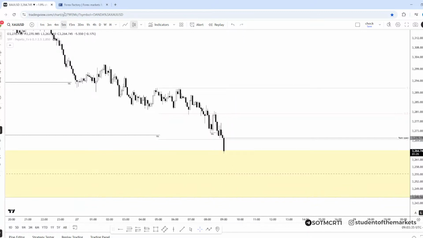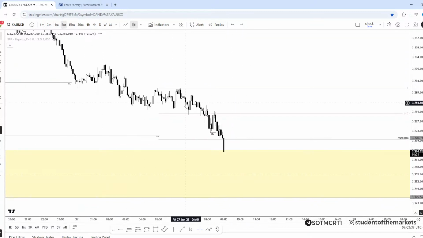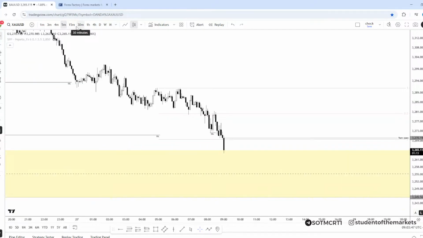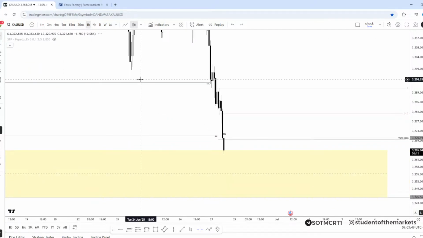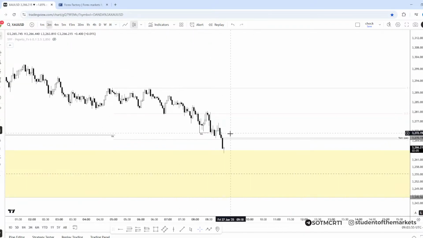So what I'm waiting for is maybe an inversion fair value gap, maybe an order block, or something in that nature, like a fair value gap, buy side imbalance, sell side inefficiency. I will have to wait for price to show me willingness to go up by creating an entry confirmation.